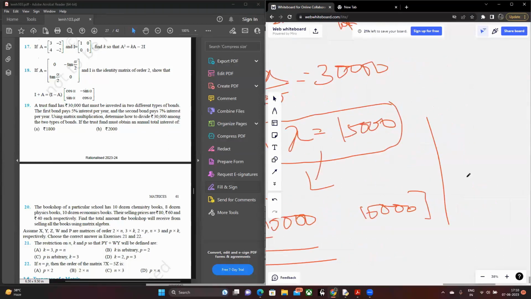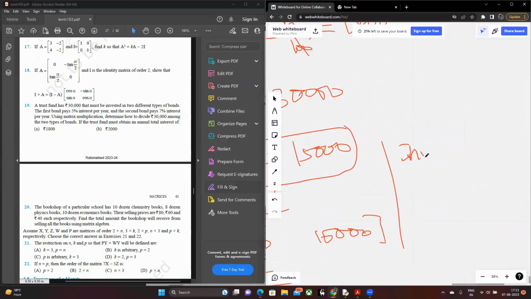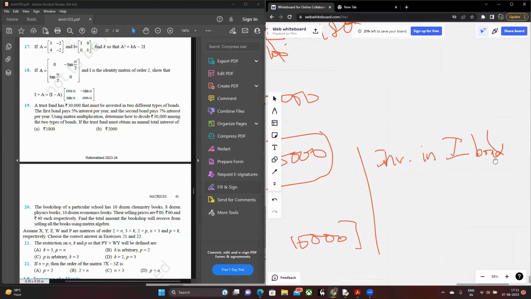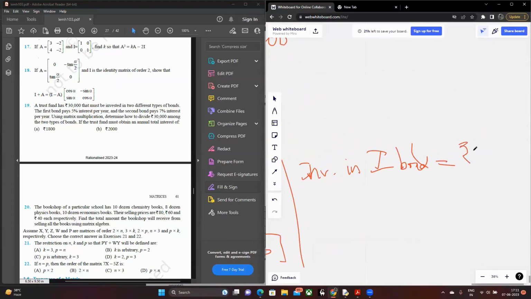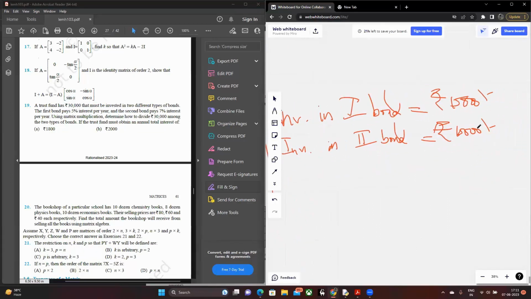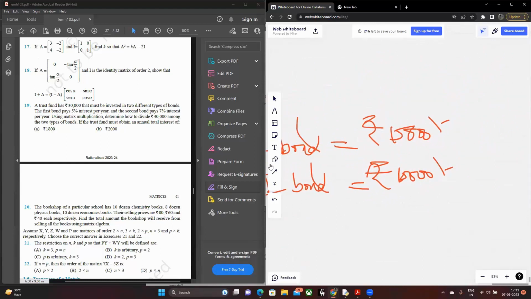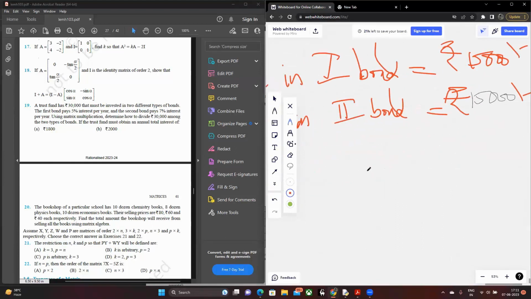So your investment in bond 1 is equal to rupees 15,000 only, and investment in the second bond is 15,000 only. Again, this is 15,000. This is not some random string that I just made up.